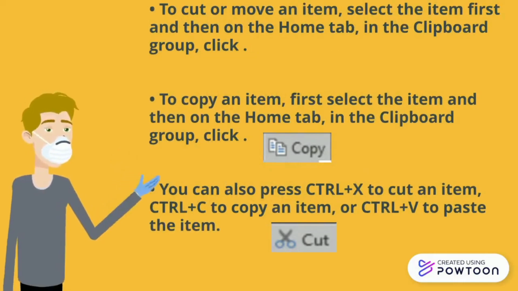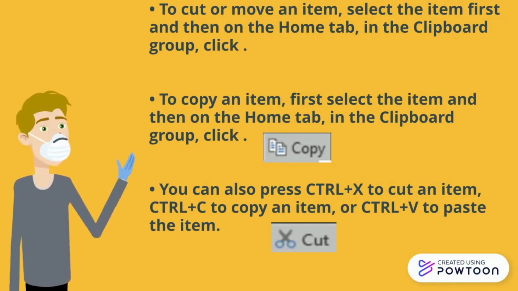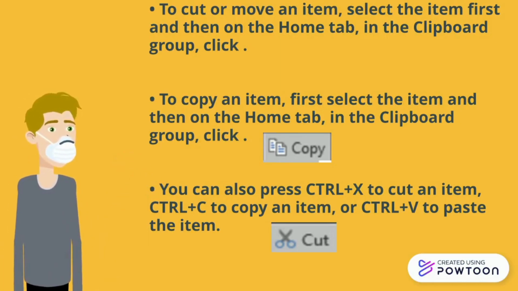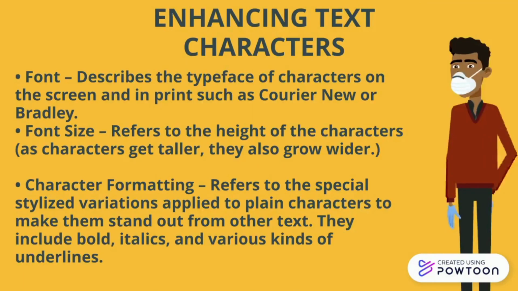To cut or move an item, select the item first, and then on the Home tab, in the Clipboard group, click Cut. To copy an item, first select the item, and then on the Home tab, in the Clipboard group, click Copy. You can also press Ctrl plus X to cut an item, Ctrl plus C to copy an item, or Ctrl plus V to paste the item.